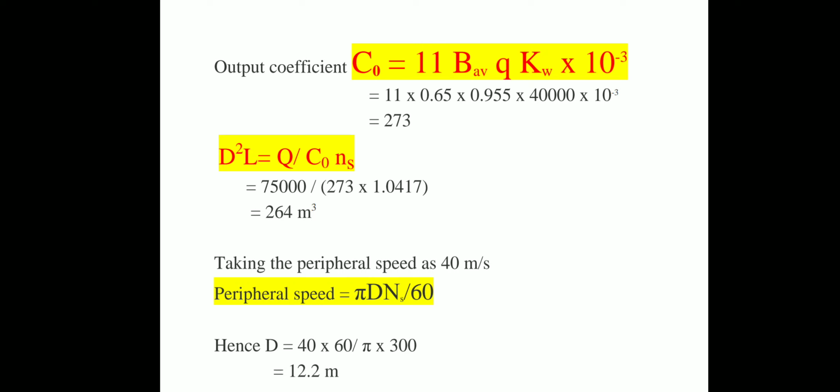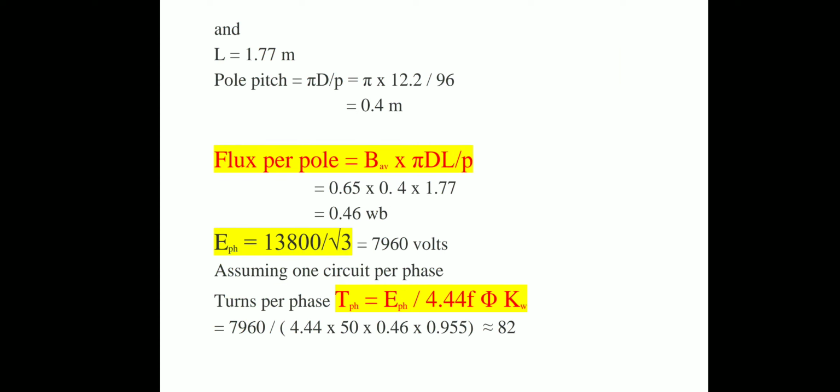Now it is given to you that the peripheral speed must not be greater than 40 meter per second, or it should be lesser than 40 meter per second. The boundary is given to you for the peripheral speed. The formula for peripheral speed is pi D Ns upon 60. Put the values. From this you can calculate capital D. Once capital D is calculated, capital L will automatically be calculated. 1.77 meter is the value of capital L.